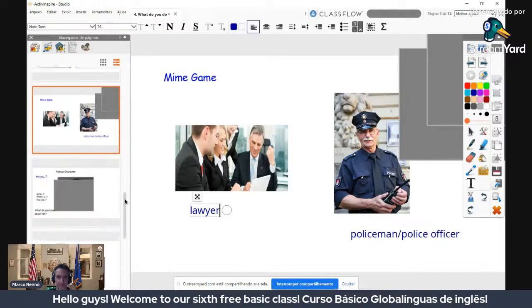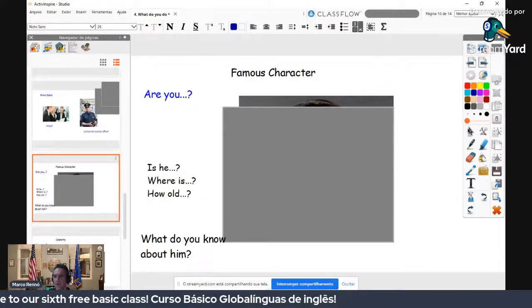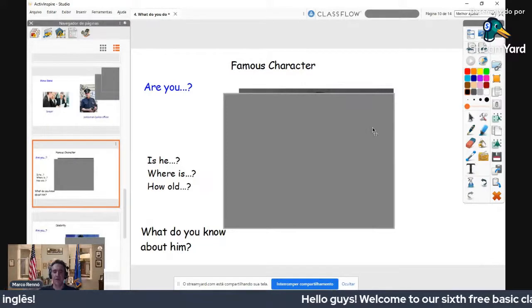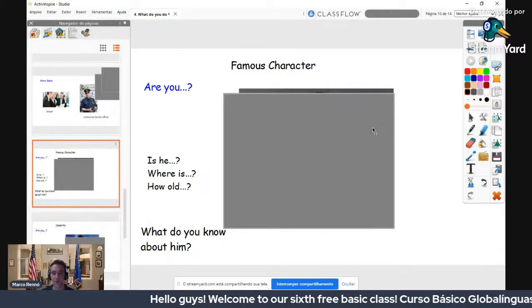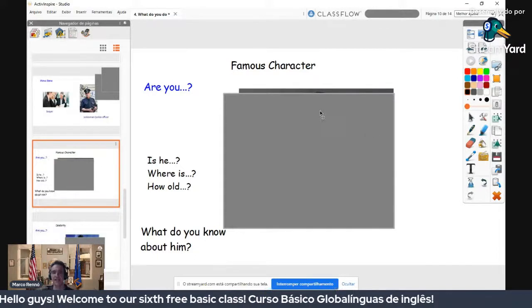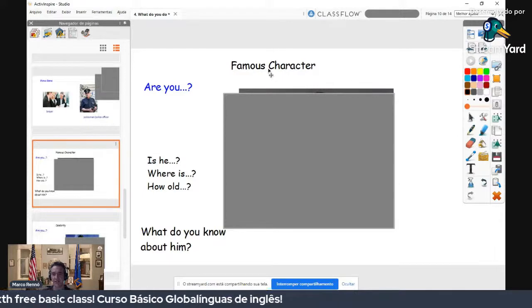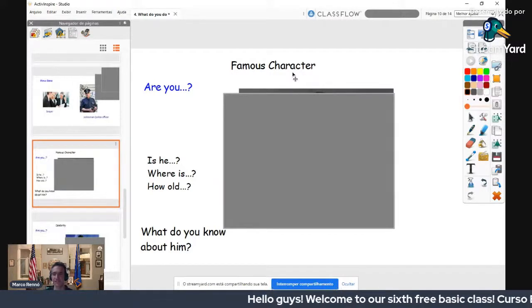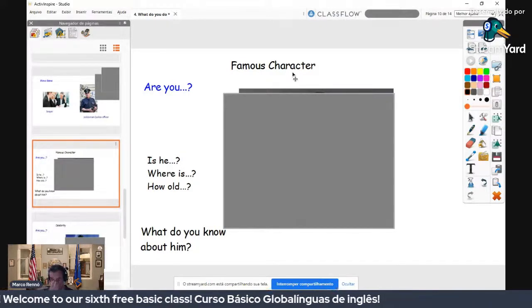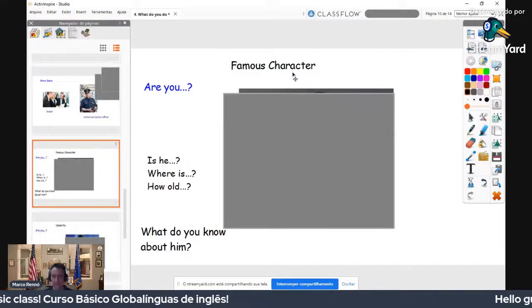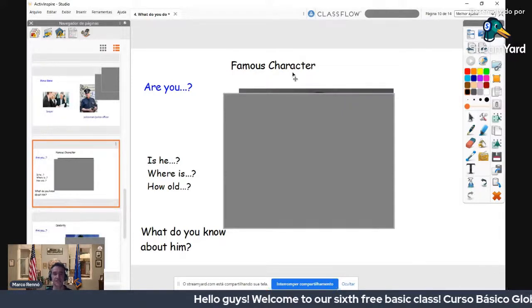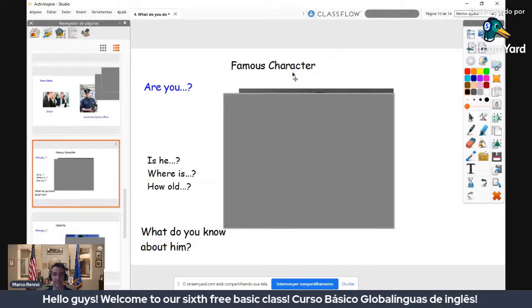Okay, here there is another game for you to practice your speaking, practice your verb to be. It's an exercise with verb to be. So imagine this person here is a famous character. A character is not a real person. Let me think of a famous character. Cinderella, for example, is a character. Cinderella is not a real person. She's a character, right?